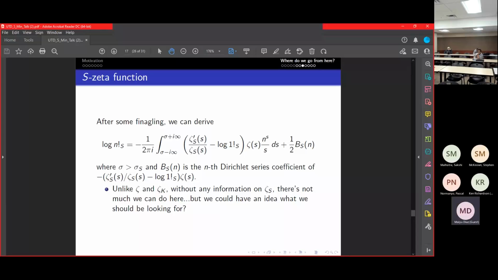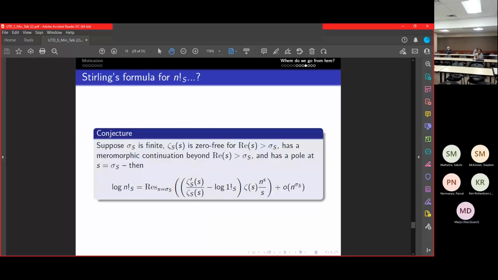So that said, we can actually have an idea of what to expect now, because the representation for the Stirling's formula for a Bhargava factorial looks like it's going to be coming from information on these what they're called L-functions. So the conjecture here is that if we have these four pieces of information, we can actually get the weak Stirling's formula for our Bhargava factorial, which is given by the residue evaluated at sigma sub S on this function.